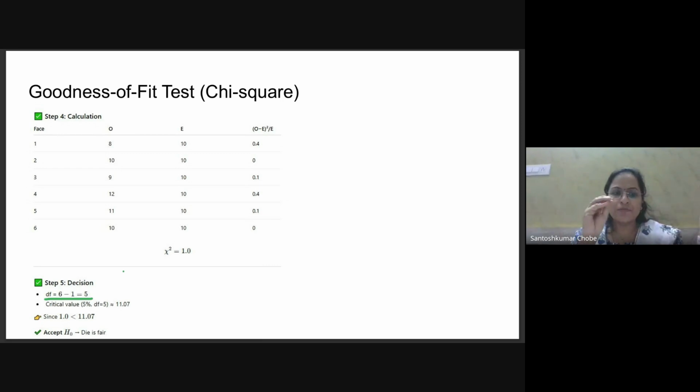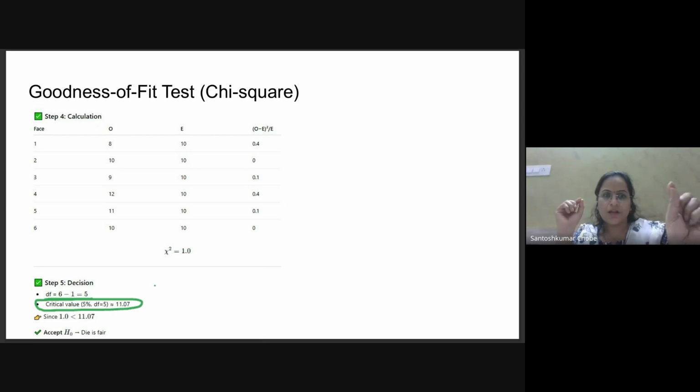So degree of freedom is number of variables minus 1. That is going to be 5, because I have 6 faces, right? So 6 minus 1 is 5. Now the critical value calculation. As I told you in the class also, I am supposed to calculate the critical value. The critical value calculation is done through the chi-square test table, where we note down the standard value at a given degree of freedom and significance level.